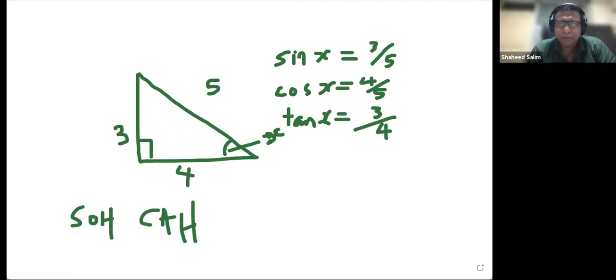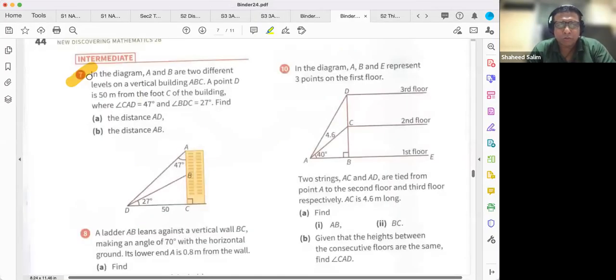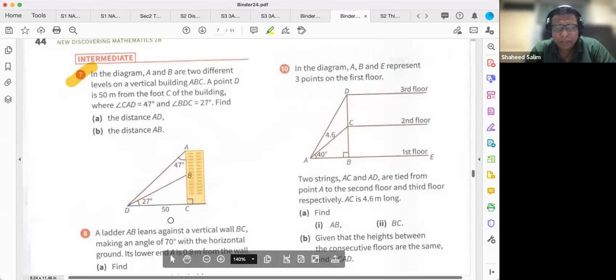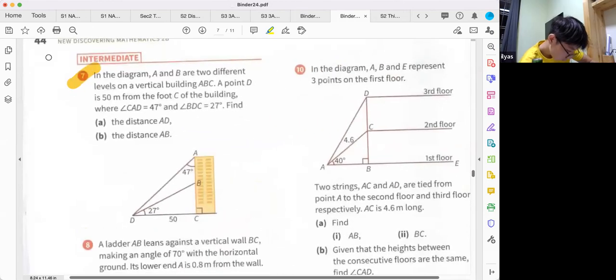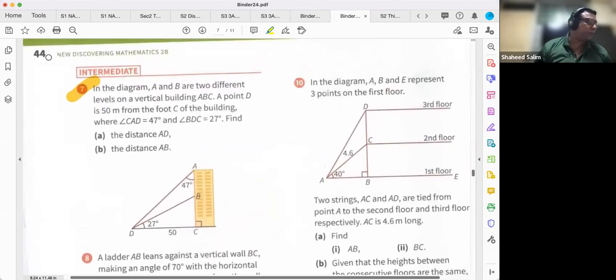One is the basic ones, and there's a further trigonometry. Start with this. Can you try question number 7? I've already marked for you. You want to find the distance AD from here to here, and the distance AB here to here. You can see clearly? You want me to make it bigger? Yeah, a bit bigger. Okay. You try, okay?